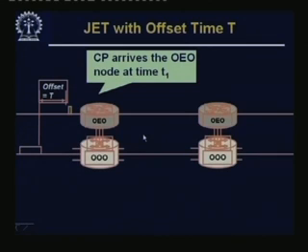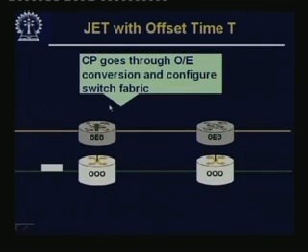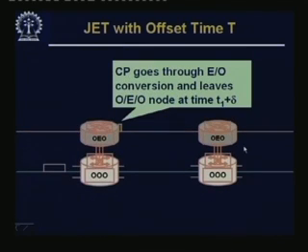So, the CP arrives at the OEO node at time, let us say, T1. Note that the control packet is taken to the electronic domain for processing, because it will have to be processed, so it is better done in the electronic domain. Then the CP goes through optical to electrical conversion and configures the switch fabric. Then it goes through EO conversion and leaves the OEO node at time T1 plus delta.